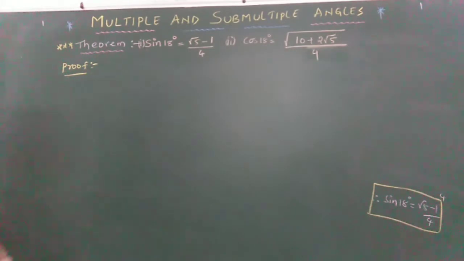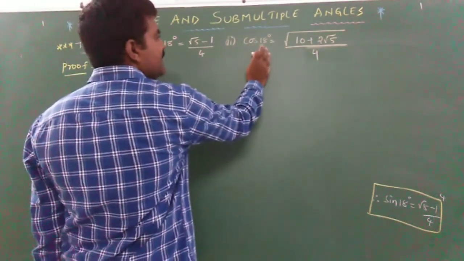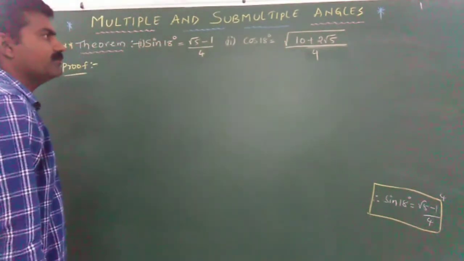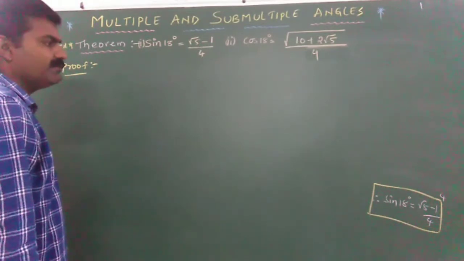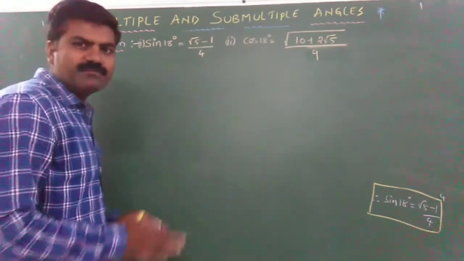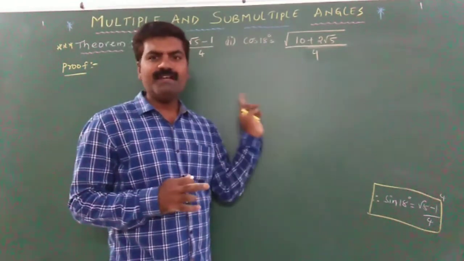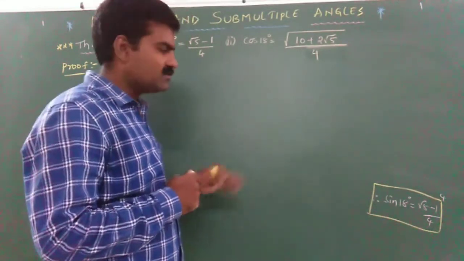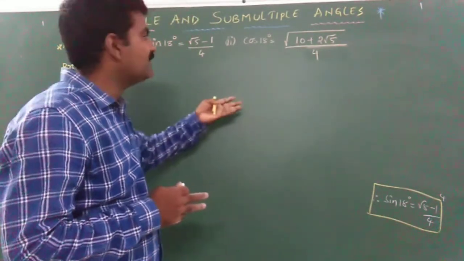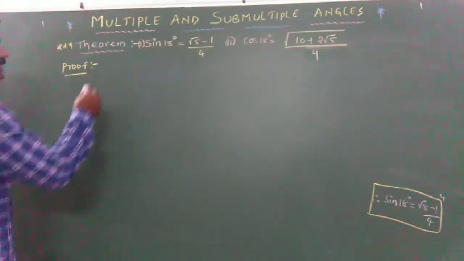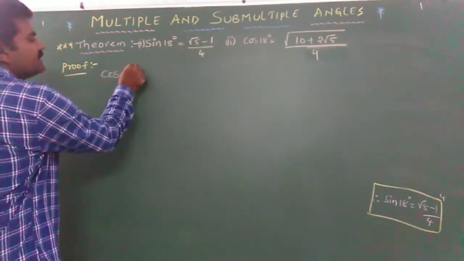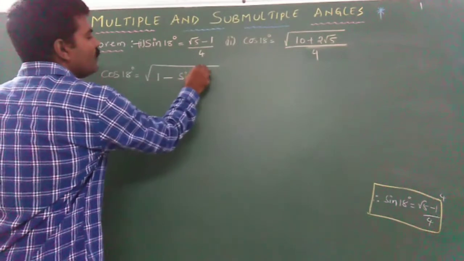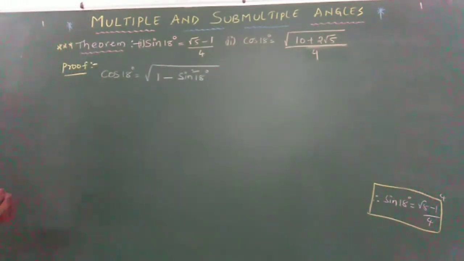So coming to the next one, we need to find the cos 18 degrees. You know, cos 18 degrees is equals to square root of 10 plus 2 root 5 by 4. Don't worry, since we already know about the sin 18 degrees, now finding cos 18 degrees is very easy. Need not do what we did for sin 18 degrees. So using this sin 18 degrees, now we are going to derive the cos 18 degrees. See, cos 18 degrees, can I write it as under root of 1 minus sin square 18 degrees, isn't it?